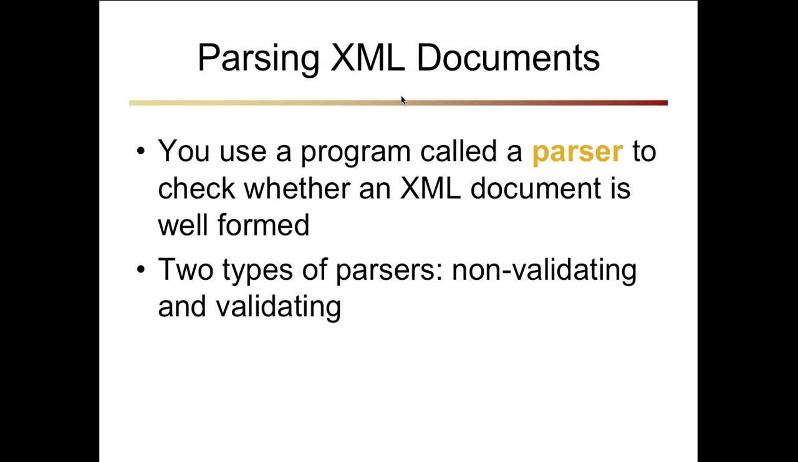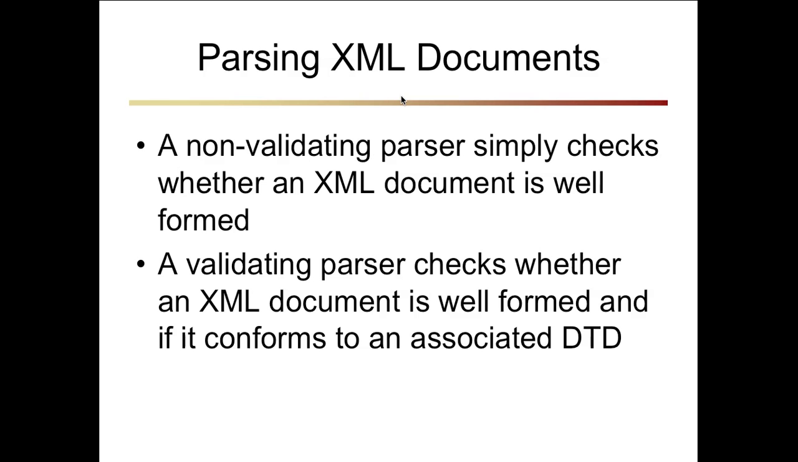So there are two different types of parsers: non-validating and validating parsers. A non-validating parser simply checks whether or not the XML document is well formed. And then we have validating parsers that check whether an XML document is well formed, and also conforms to the associated DTD.